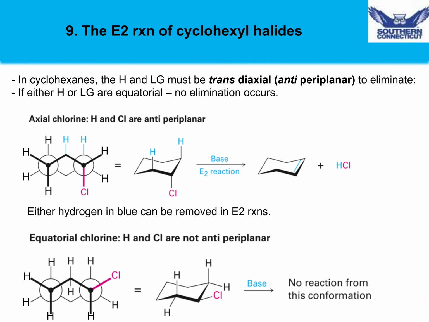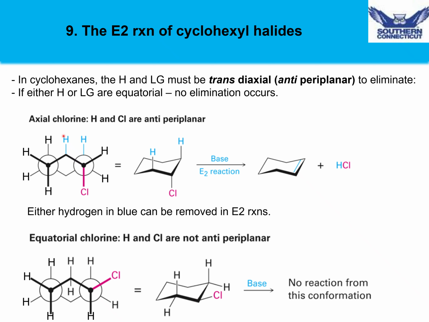When it comes to cyclohexanes, the hydrogen and the leaving group we're eliminating in an E2 reaction must also be anti-periplanar. We use a term called trans-diaxial, which when it comes to cyclohexanes is the same thing as anti-periplanar. In other words, the hydrogen and leaving group have to be diaxial and on opposite sides of the molecule for that to be true.